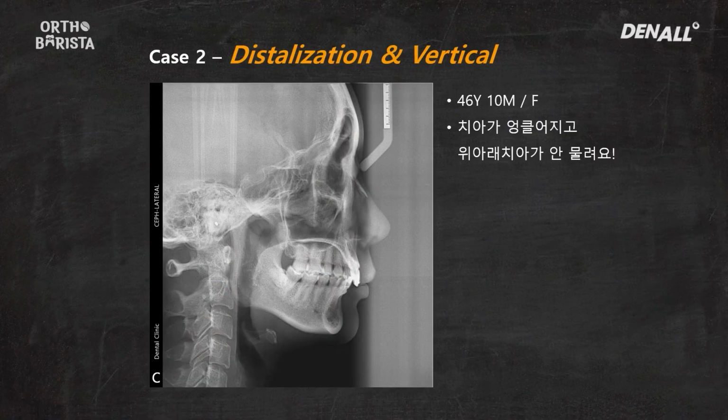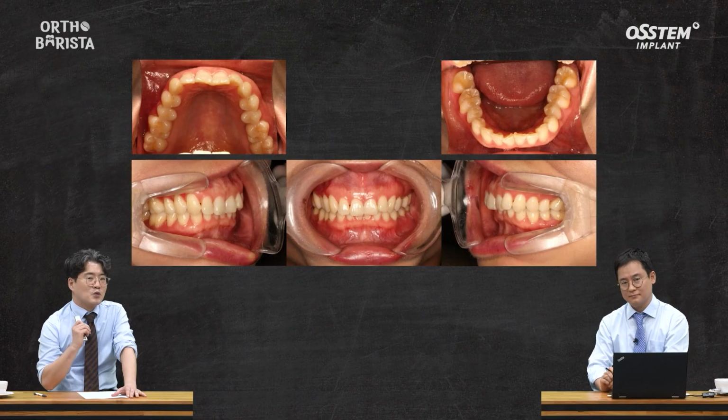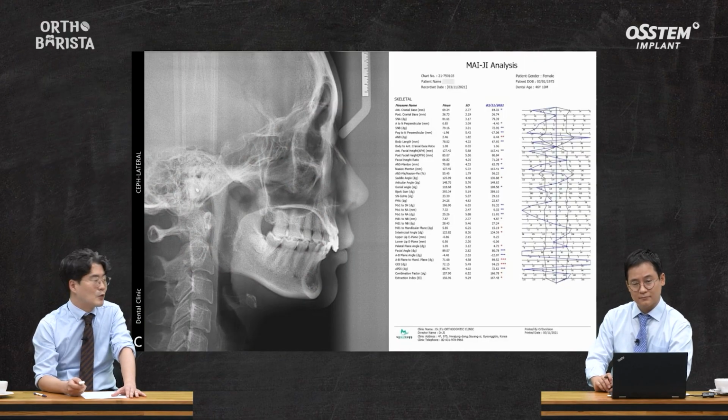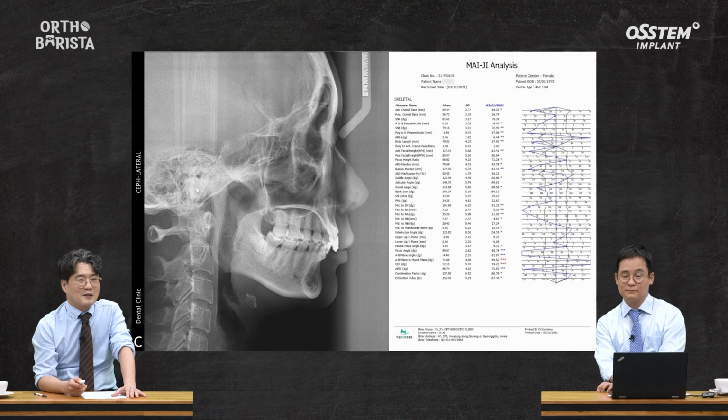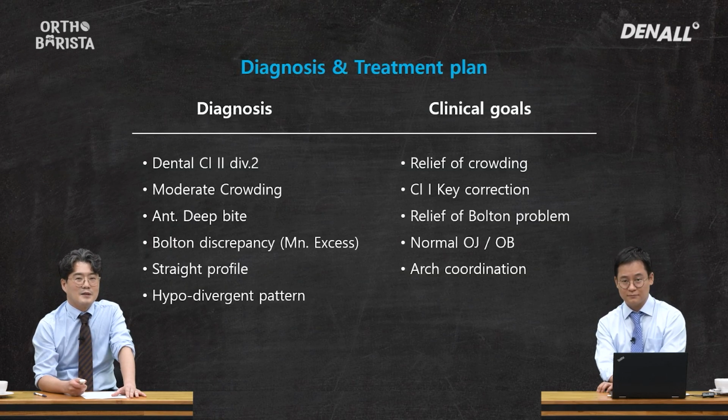Now to the second case. I cannot say which of the two cases is more difficult. This one also has a deep bite and is a bit similar to class 2. The extent of division 2 is less severe than the first one. We can say that this is a full cusp class 2 also with a deep bite. Have we checked the panoramic X-ray before? You can see here that this case has a low angle, making it challenging even for bracket-based orthodontics.